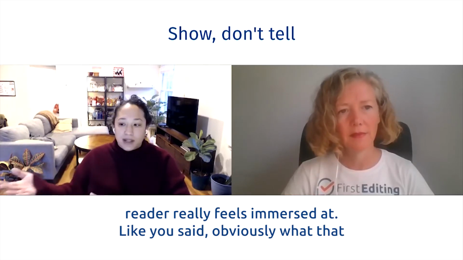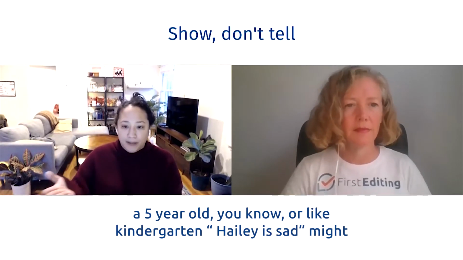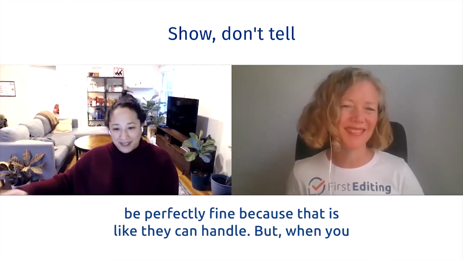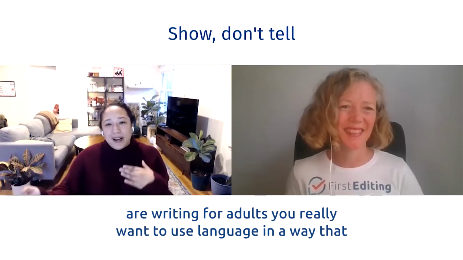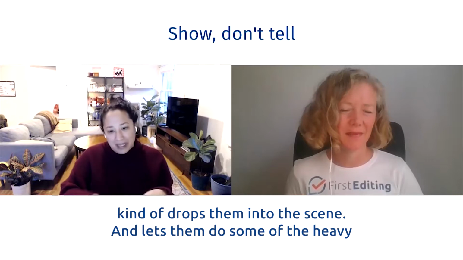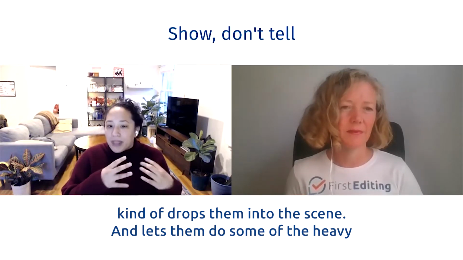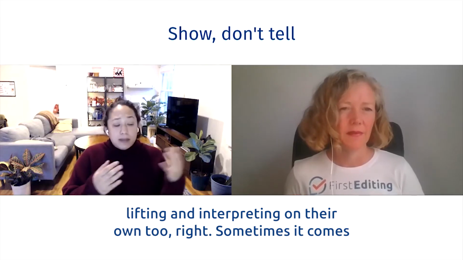And like you said, what that is changes depending on who you're writing for. So if I'm writing for a 5-year-old, or kindergarten, Hayley is sad might be perfectly fine because that's about as evocative as they can handle. But when you're writing for adults, you really want to use language in a way that drops them into this scene and lets them do some of the heavy lifting and interpreting on their own too, right? So sometimes this comes in often with description and that type of thing.